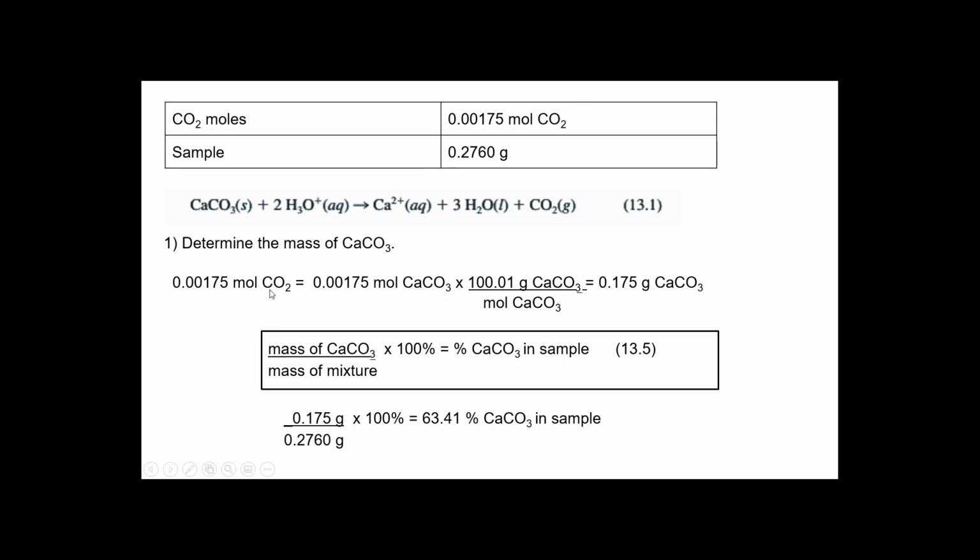So I'm going to take my moles of CO2. You can see that this is a 1-to-1 ratio. So that simply means that whatever my moles of CO2 are, they are now my moles of calcium carbonate. Do stoichiometry, I now have my mass of calcium carbonate. Plug it into this equation. I have 63.41% calcium carbonate in the sample.